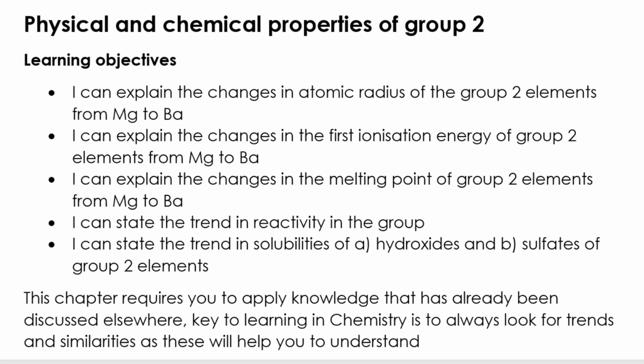So we need to be able to explain the changes in atomic radius, first ionization energy, melting point, reactivity, and solubility of some of the compounds of Group 2 elements. A lot of these you are already familiar with. It's only really the fifth bullet point that you haven't come across before, and we'll be doing that in a later lesson.